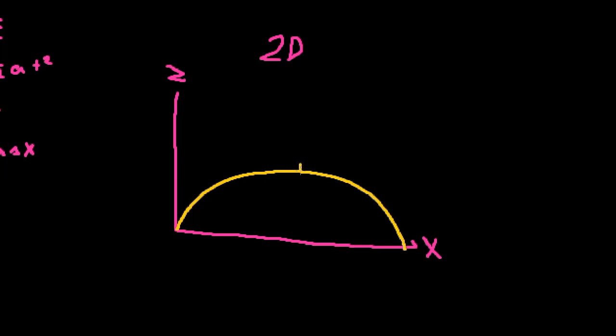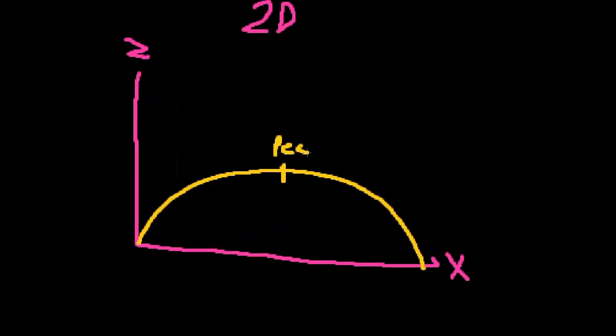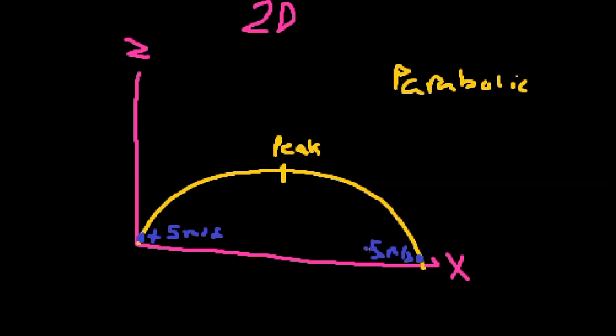The highest point in the parabola is called the peak and is directly in between the two sides. The reason that it is directly in the middle is simply because the curve is parabolic. Since the curve is parabolic, if we represent this side as positive 5 meters per second going up, it simply means that on the other side it'll be negative 5 meters per second going down. In principle, all it means is that one side is equal to the negative of the other side.